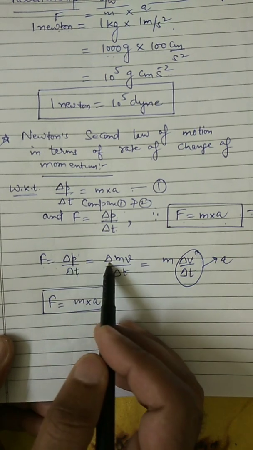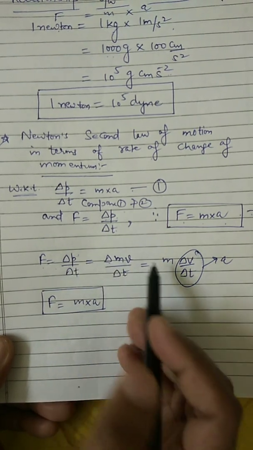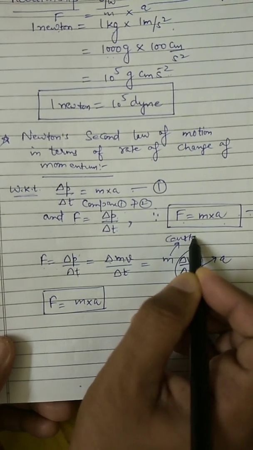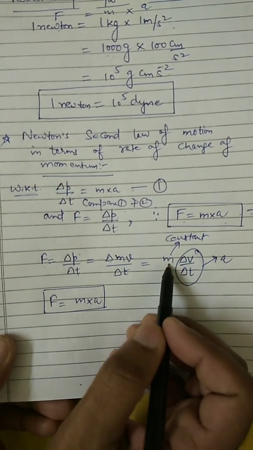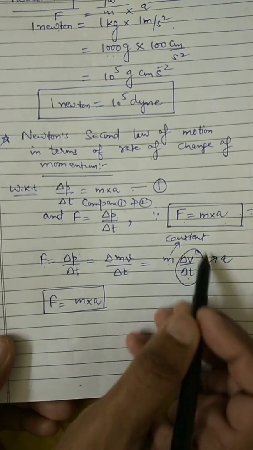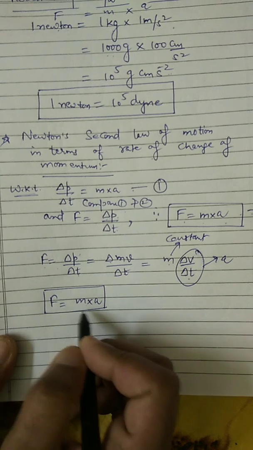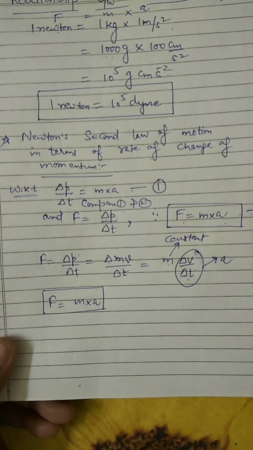So force is equal to delta P upon delta T. Delta P we can write as delta mv upon delta T. Now if mass is constant, so that we can take out from delta. So m into delta V upon delta T. This delta V upon delta T is acceleration. So finally force is equal to mass into acceleration.